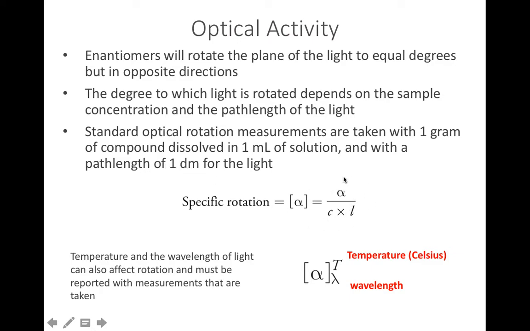Now, if we use other concentrations or other path lengths, then we can convert what we call our observed rotation, this alpha, into the specific rotation, which is the alpha that we would have measured with 1 gram of compound and 1 milliliter of solution. So the observed rotation is alpha without the brackets. A specific rotation is indicated by putting brackets around the alpha. Typically, when we measure optical activity, we also specify the temperature and wavelength because the optical activity also depends on these variables.